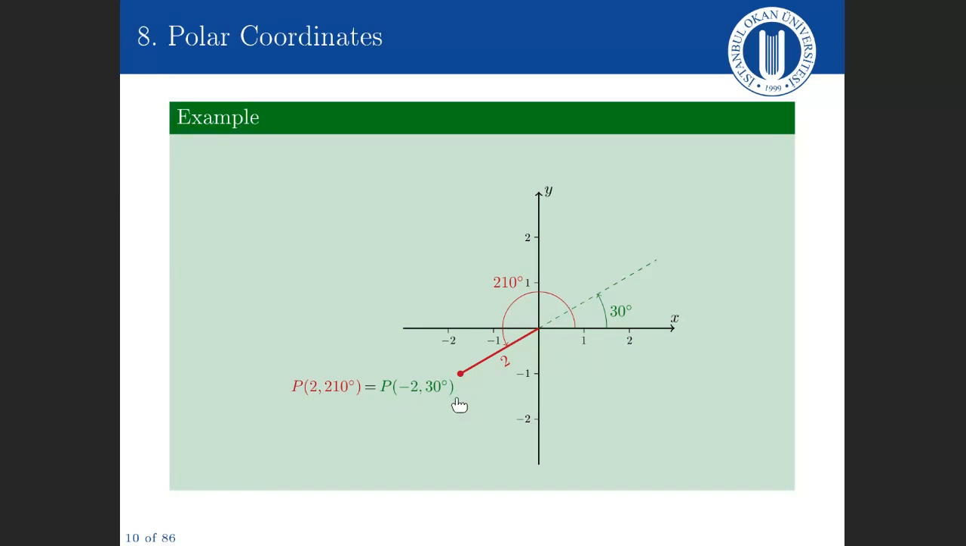Another idea, this point just here. I could rotate my ruler 30 degrees anti-clockwise, and then I could go minus 2 along the ruler. This point has polar coordinates minus 2, 30 degrees. Or I could rotate the ruler 210 degrees. So then the ruler sits like this, and this point would lie at plus 2 on the ruler. So there are two ways to describe this point. This is 2, 210 degrees. It's also minus 2, 30 degrees. And of course, the difference between these two angles is 180 degrees.